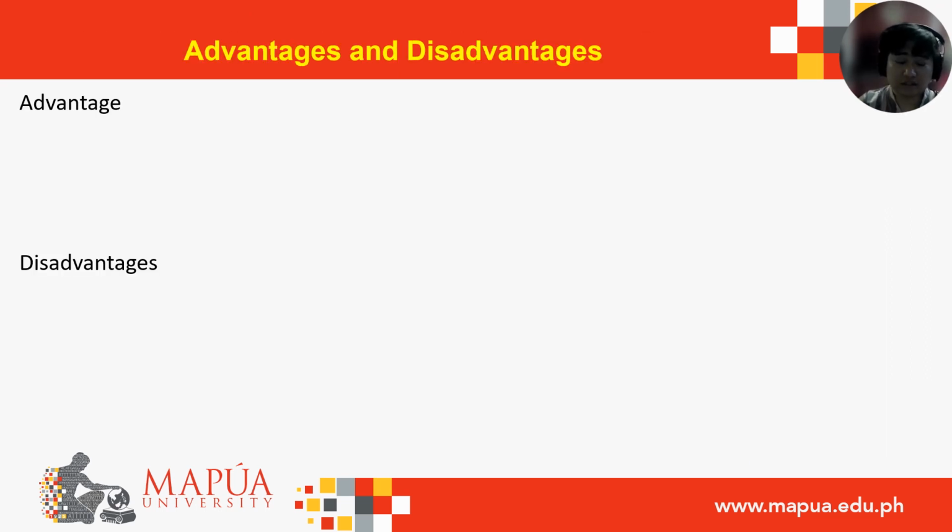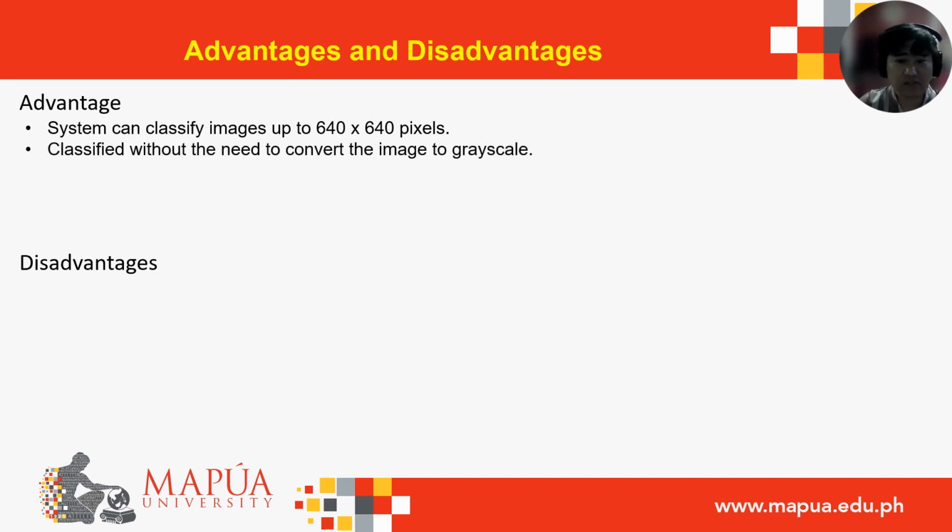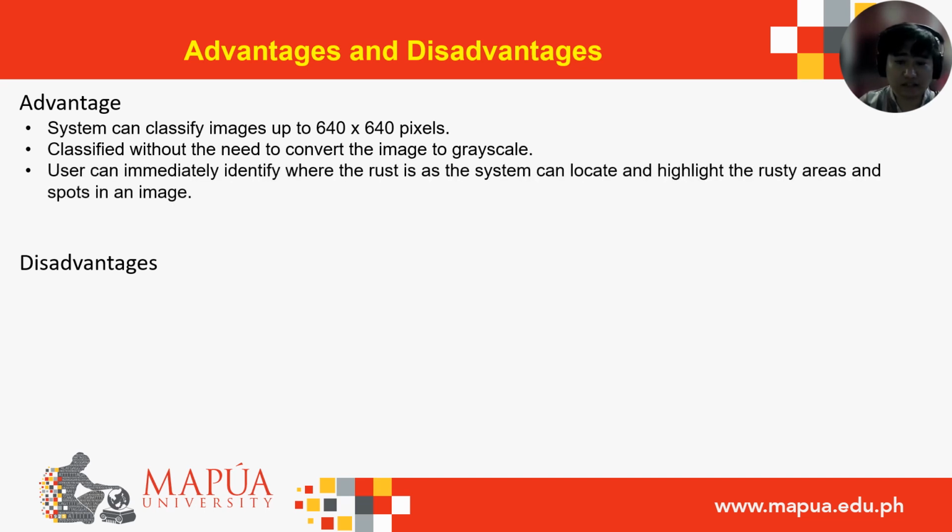So, advantages and disadvantages of the prototype. Advantages are that the system can classify images up to 640 by 640 pixels. It can classify images without the need to convert them into grayscale. The user can immediately identify where the rust is as the system can locate and highlight the rusty areas and spots in an image. And lastly, the system can quickly classify and locate rust in each image, allowing the user to obtain the results instantly or potentially input larger batches of images for classification and localization.